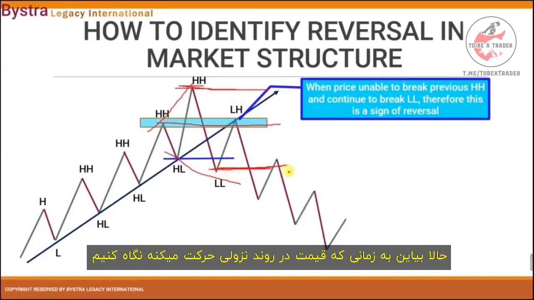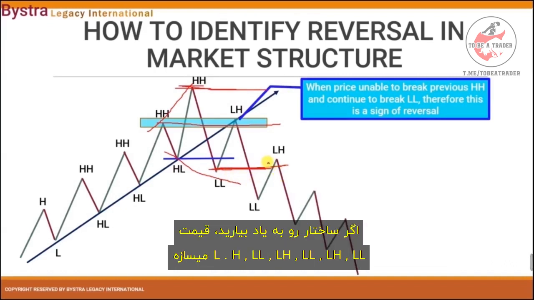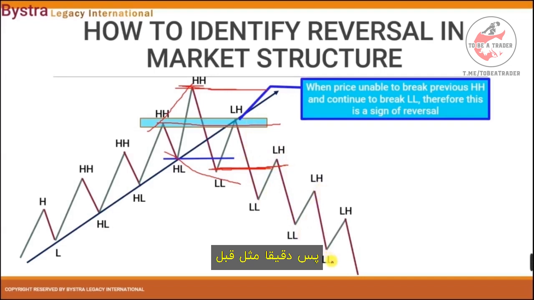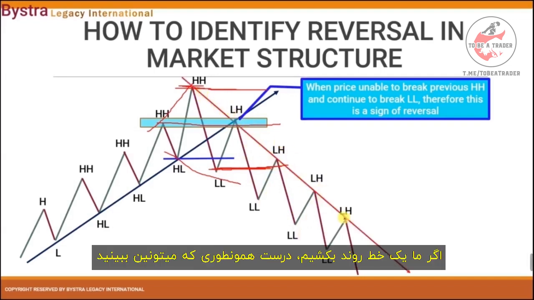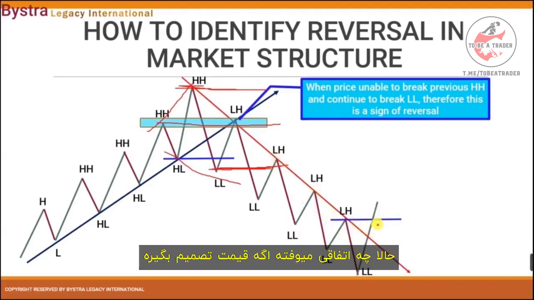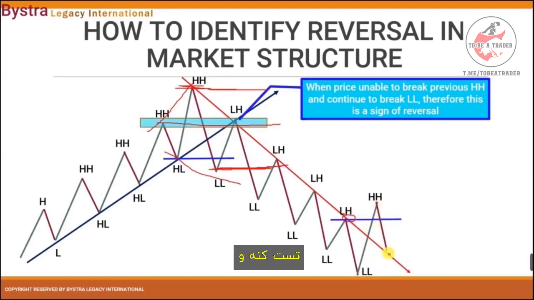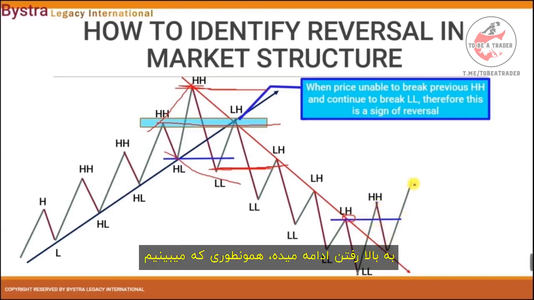Now let's look when the price is moving in a downtrend. So in a downtrend, remember the structure, price will create lower low, lower high, lower low, lower high, lower low. So same thing as well. If we draw a trend line, you can see that the price is respecting this trend line. So what happened when the price decided to break this trend line? At the same time, it broke this previous lower high. Price comes back down to test this new trend line that it broke and continues to go upwards.